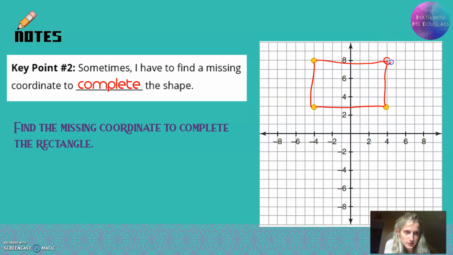The missing corner or vertex would be right here. And then I can tell you, okay, x is always first. This is +4. And then the y, which is +8. There's my missing ordered pair. Notice how I kept my parentheses, I kept a comma between them, always x first, side to side, then y up and down. Do not switch the order there.